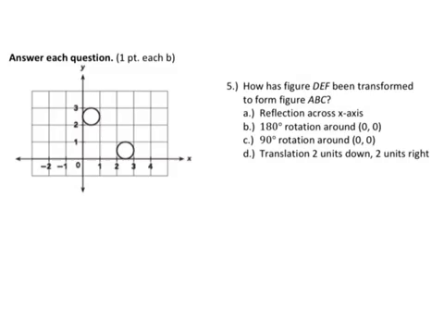For question 5, it says, how has figure DEF been transformed to form figure ABC? Now, looking at the picture here, I can see these are circles, and DEF would mean a triangle, so I think that is a little error. So let's just say that this first circle is the DEF circle, and the second circle is ABC. So how has it been transformed?